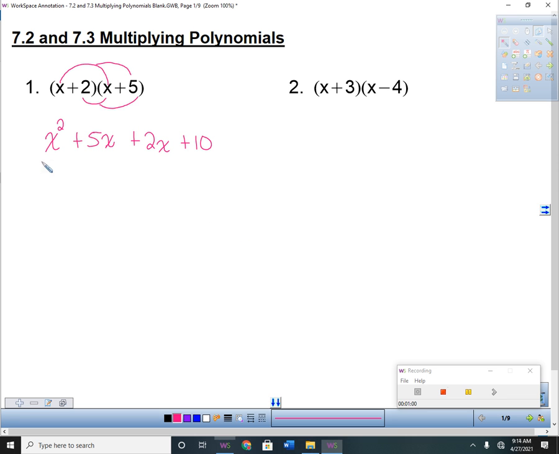And then, it's just like you did when you added and subtracted. You want to put them in order, and you also want to combine your like terms at the same time. So our degrees here would be 2, 1, 1, and 0. So I'm going to start with my degree of 2. Then I notice I have a 5x and a 2x, so I can add those together to make 7x. And then I have my plus 10.